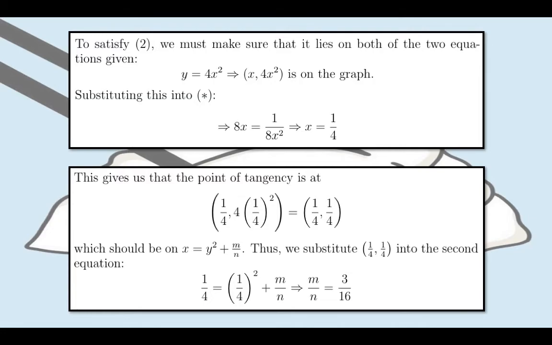Now to satisfy the second condition, this point should also be on the second parabola, which is x equals y squared plus m over n. Thus we substitute the point 1/4 comma 1/4 into this equation. All we have to do is substitute x and y, both are 1/4 anyway, and then solve for m over n. So we have m over n equals 3 over 16.